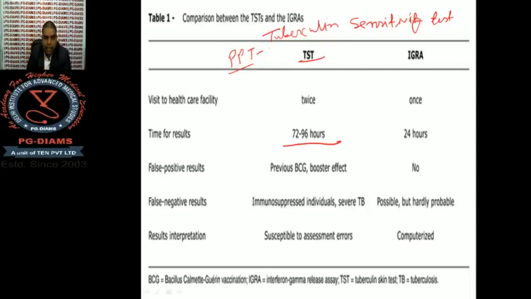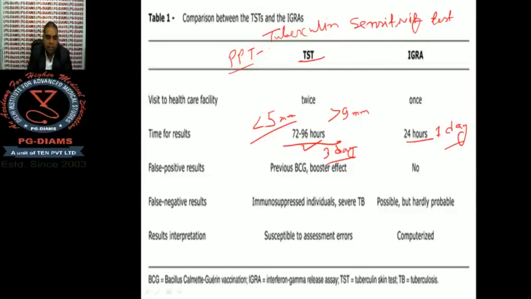Okay. And if that spread is more than 9 mm, okay, then it is considered to be suggestive of having tuberculosis. But if it is less than 5 mm, then it is suggestive of not having tuberculosis. Okay. So in the tuberculin sensitivity test, we examine after 72 hours. That is almost after 3 days. Okay. But here the result comes within 1 day.